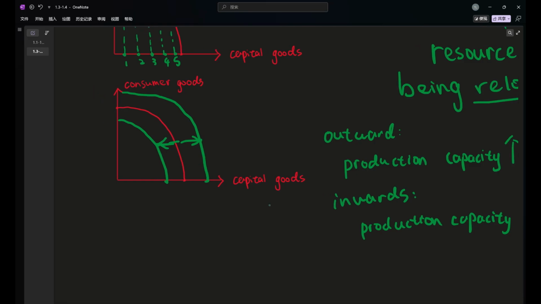Okay, so that's for this point. When it is moving outwards, it means you can produce even more. It can move to this, you can produce even more. But when the curve shifts inside, you cannot even produce this amount of consumer goods and capital goods because it is outside the curve.